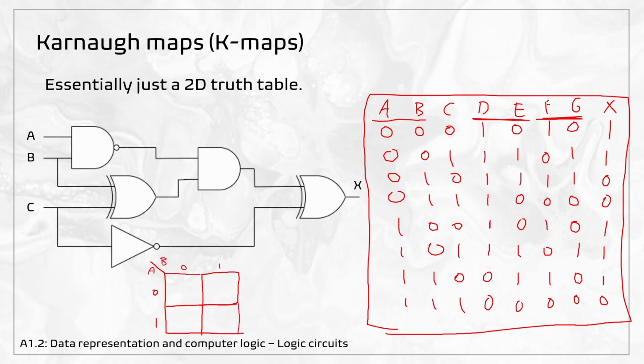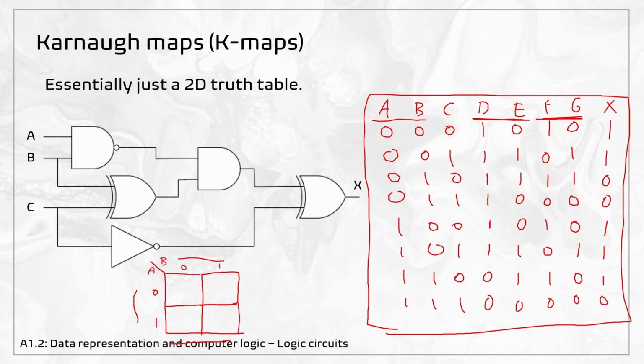Now let me introduce you to Karnaugh maps, or K-maps. A K-map is essentially just a truth table in 2D. It shows all the possible outputs for every possible input combination. If you don't understand what that means right now, don't worry, because you'll understand it after you see it. A K-map looks like this. Some inputs as rows and some inputs as columns.